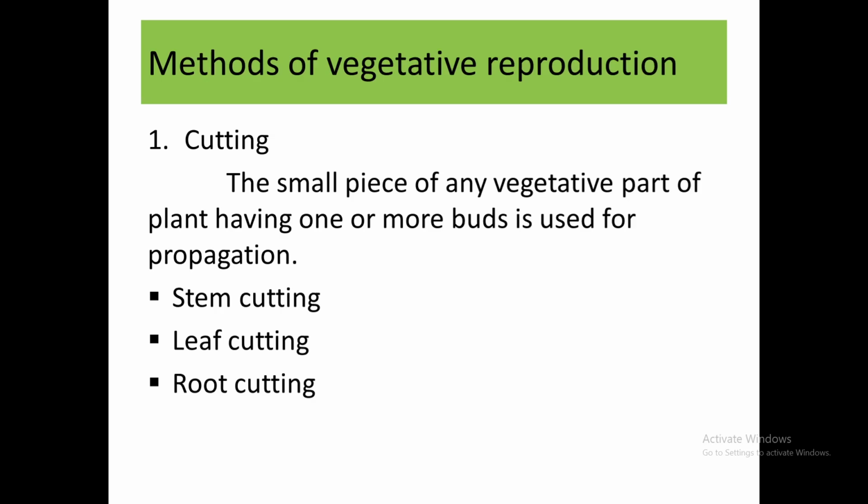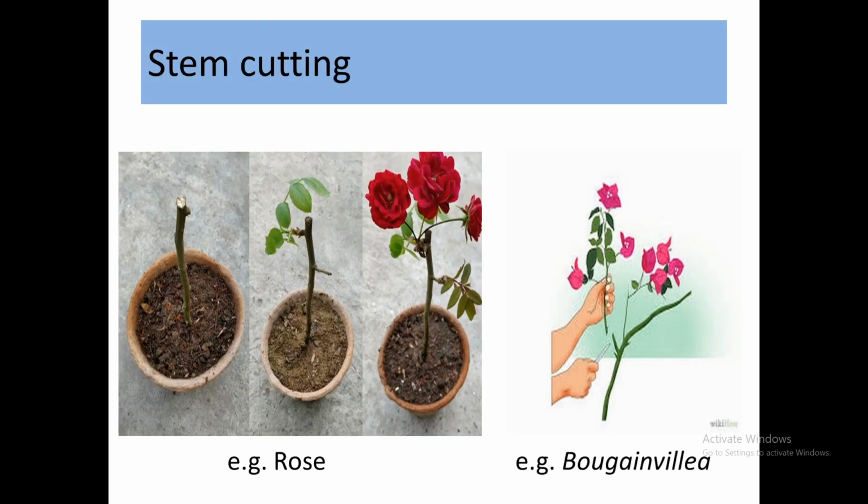Means you have to cut a small piece of either stem or leaf or root which has one or two buds, and grow it into the soil, and then you will get a new plantlet. So in cutting there is stem cutting, leaf cutting and root cutting. First one is the stem cutting.